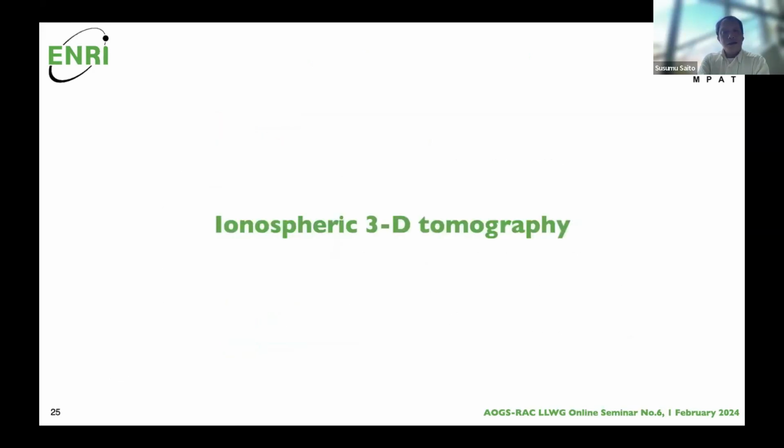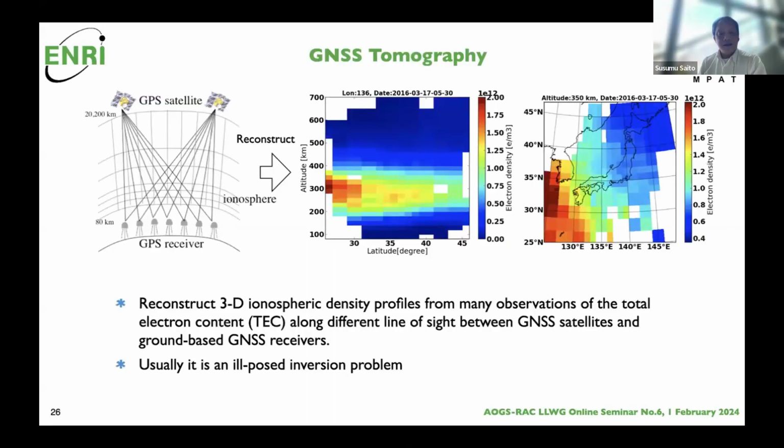The next topic is the ionospheric 3D tomography. Again, this is also in real time. GNSS tomography is a technique to reconstruct the three-dimensional ionospheric density profile from many observations of the total electron content. The key point is to have TEC along different lines of sight between the satellites and receivers.